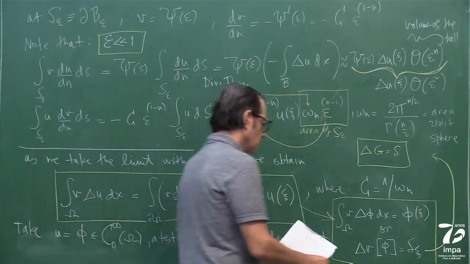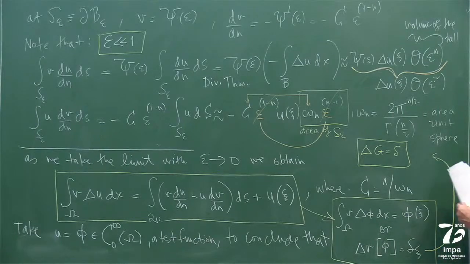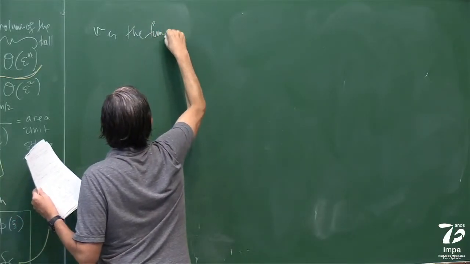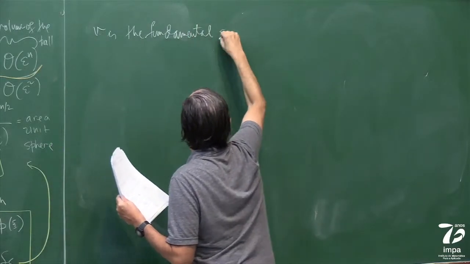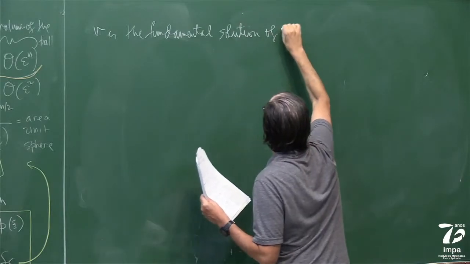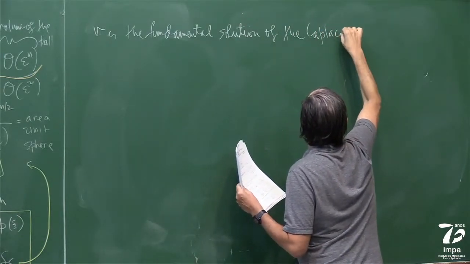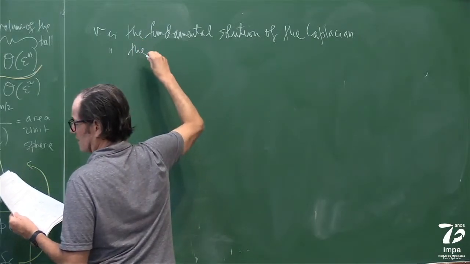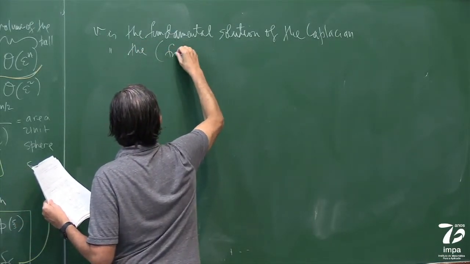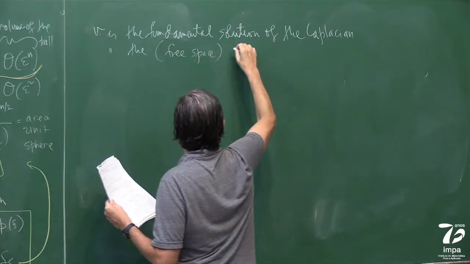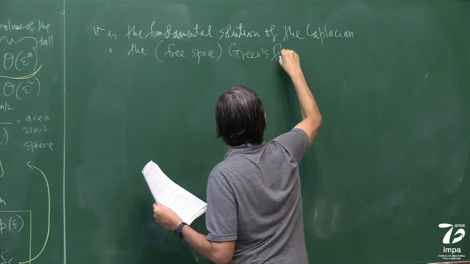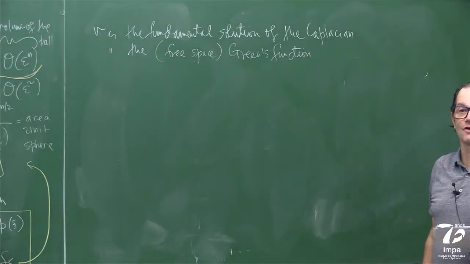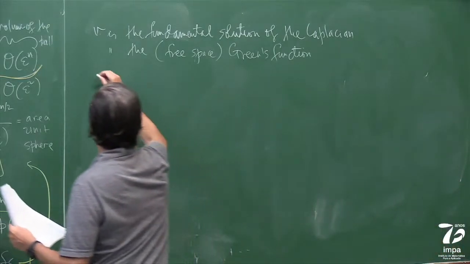So therefore, let me go to the next board. V is also called the fundamental solution of the Laplacian, and also the free space Green's function. You will see why I call this free space later on, because there's not a unique Green's function, as you will see. Okay, so different notations.